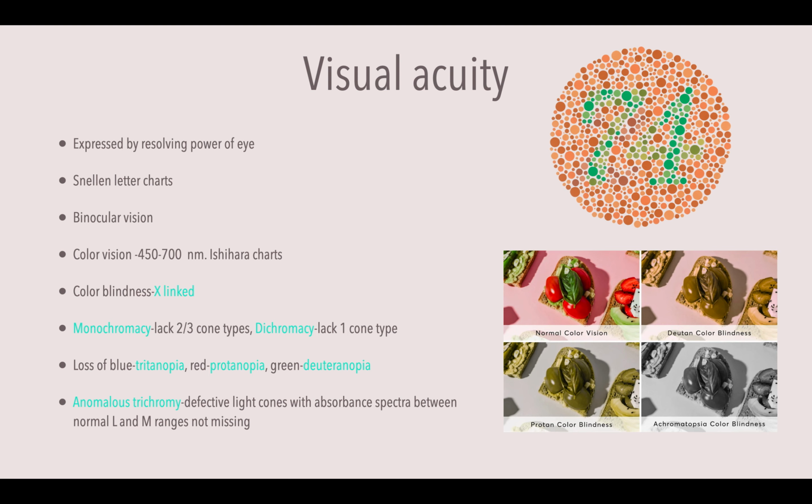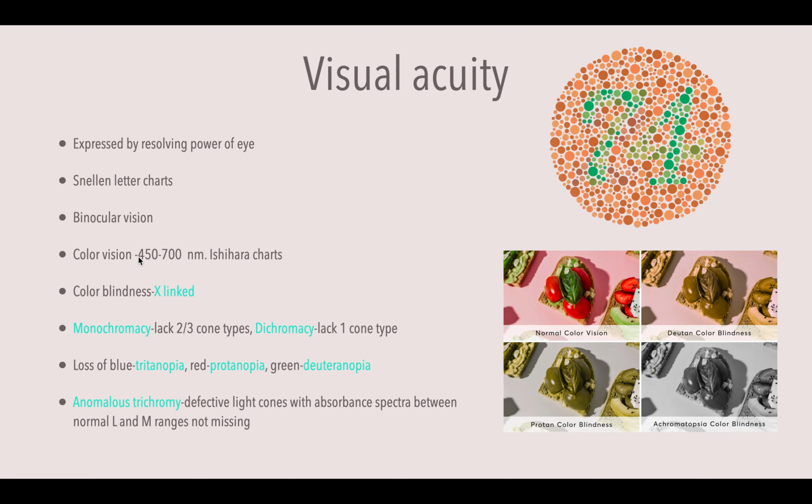Okay, so visual acuity is basically the sharpness of your vision. Test it with your Snellen letter charts, one eye at a time, to see the binocular vision. Color vision works best in the wavelengths of 450 to 700 nanometers. We use something called the Ishihara charts, which are these, to test for your color vision.